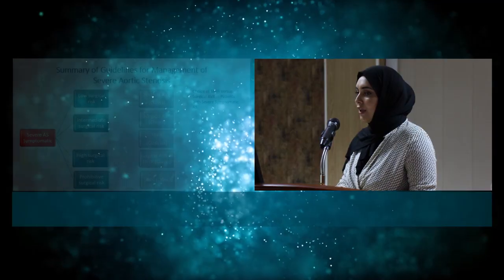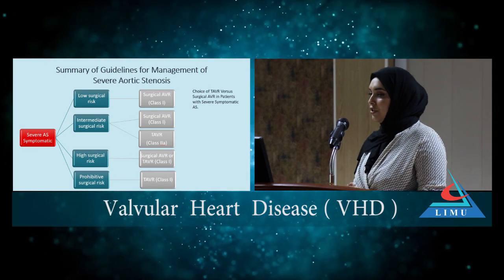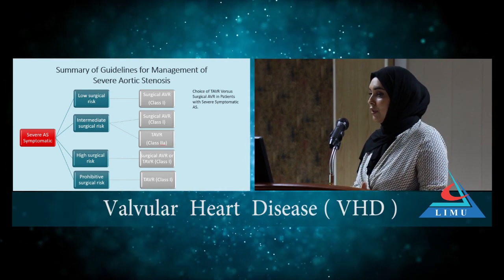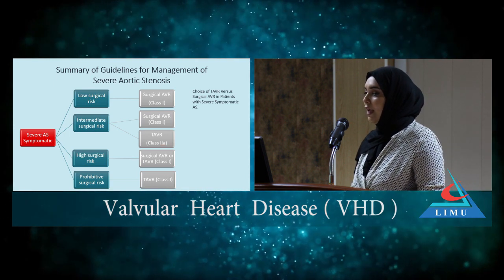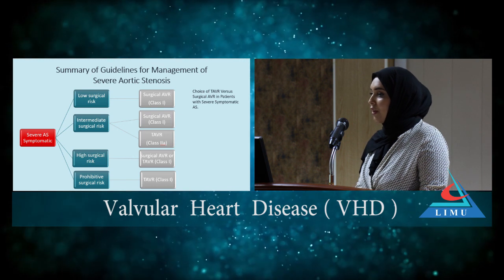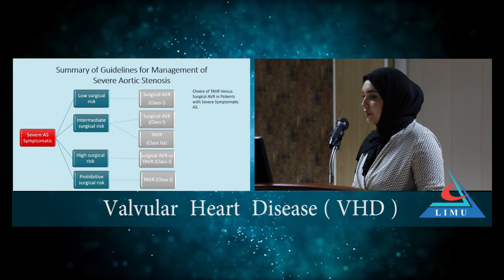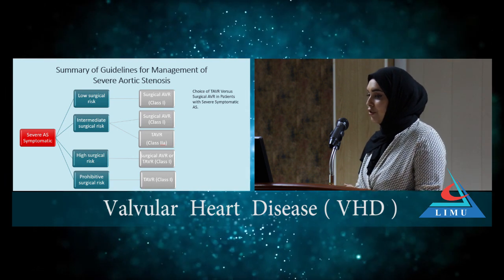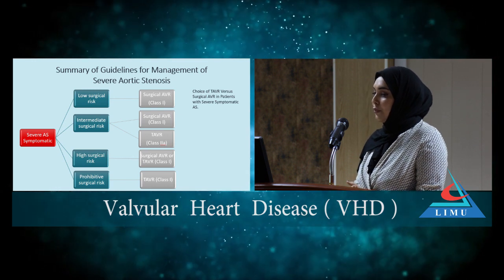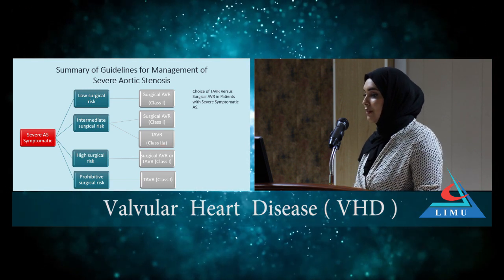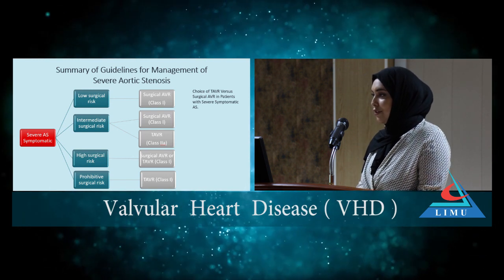This slide summarizes the guidelines for the management of severe aortic stenosis. As you can see, patients who have a low surgical risk are recommended for surgical aortic valve replacement, a class 1 recommendation, and patients with intermediate surgical risk are recommended either for surgical or transcatheter aortic valve replacement. Patients with high surgical risk may undergo both, and the new guidelines suggest that patients with prohibitive surgical risk may undergo transcatheter aortic valve replacement.